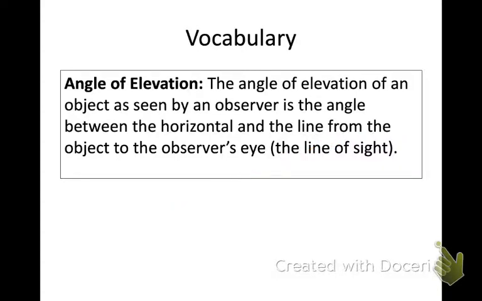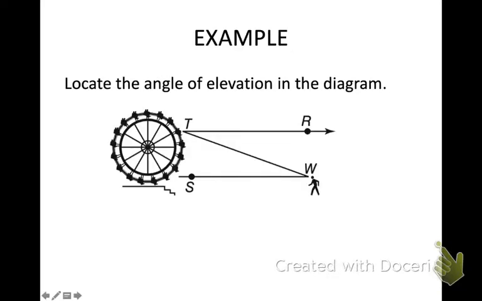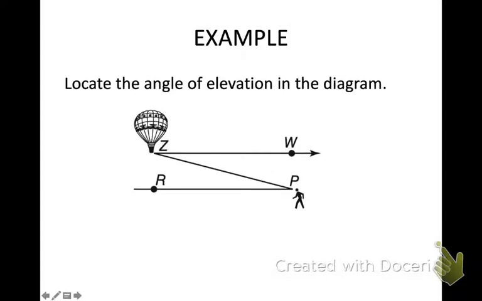If we look at this first example, we're asked to identify the angle of elevation in the diagram. There's our little guy down there at W. The angle of elevation would be this angle right here, so angle SWT. In the other example, we have our little man at P. He's looking up at the hot air balloon, so here would be your angle of elevation, angle RPZ.